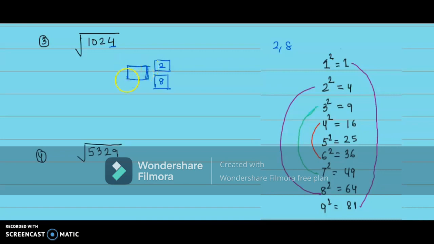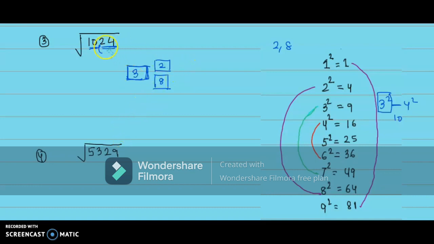Now for the tens place we have to decide. For that I told you the trick. You take away these two numbers and then look for this 10. The 10 lies between 3 square and 4 square. 3 square is 9, 4 square is 16. So 10 lies between 3 square and 4 square, and you have to select the smaller number. So the smaller number is 3.